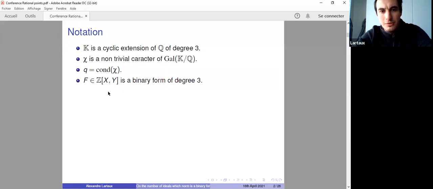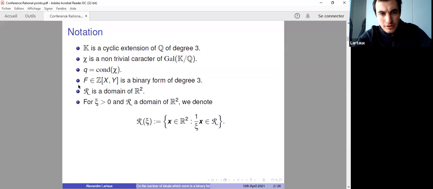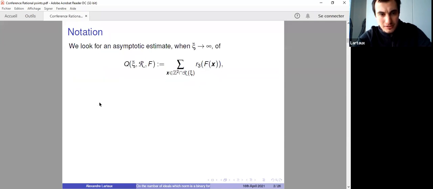F is a binary form of degree 3. We denote by R a domain of R². And for a positive real number ξ, R of ξ is the domain R, which is dilated by the factor ξ.